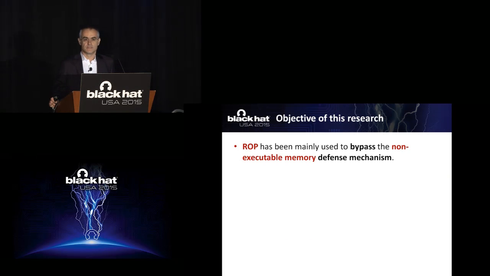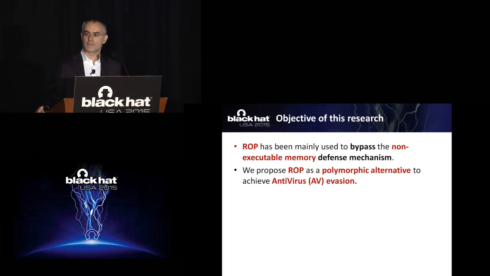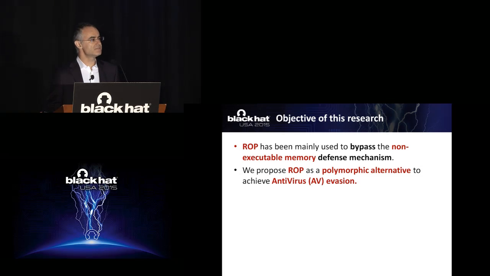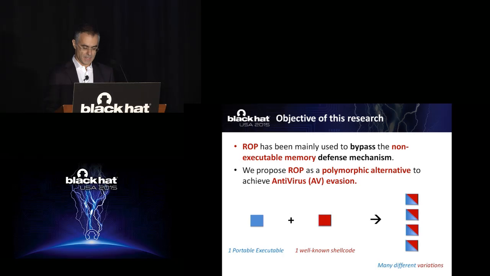What is the objective of our research? Up to now, ROP has been mainly used to bypass the non-executable memory defense mechanism known as DEP. In this work, we propose ROP as a polymorphic alternative in order to achieve antivirus evasion. For example, we take one portable executable and one well-known shellcode, and with our tool we create many different variations of the portable executable that bypass antivirus detection.